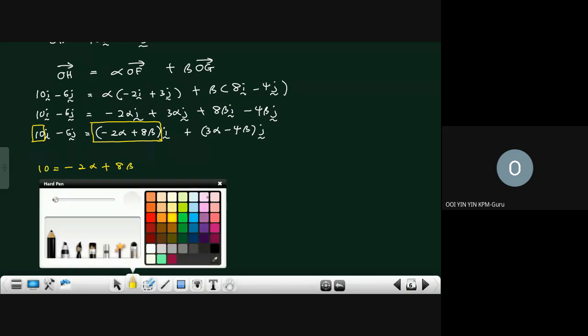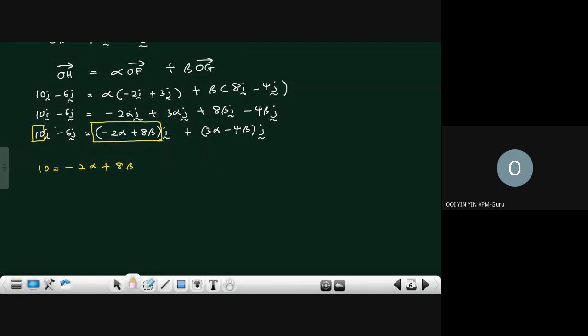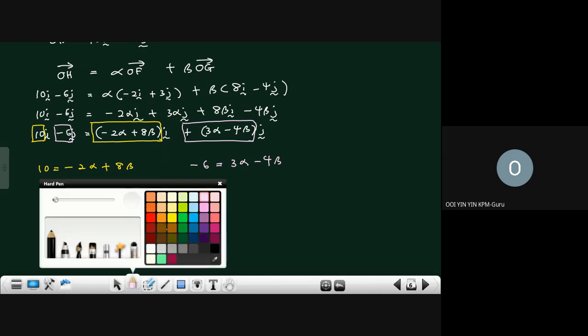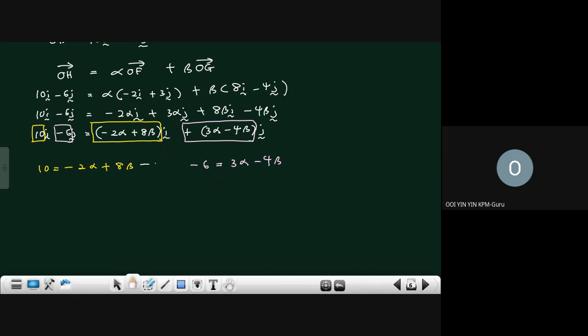And then the other part here, your negative 6, you must take your negative symbol to j, compare with your j here. You will get your negative 6 equals to 3 alpha minus 4 beta. Okay, then up to this point, what else do you think you need to do? Yeah, that would be your equation 1 and your equation 2.